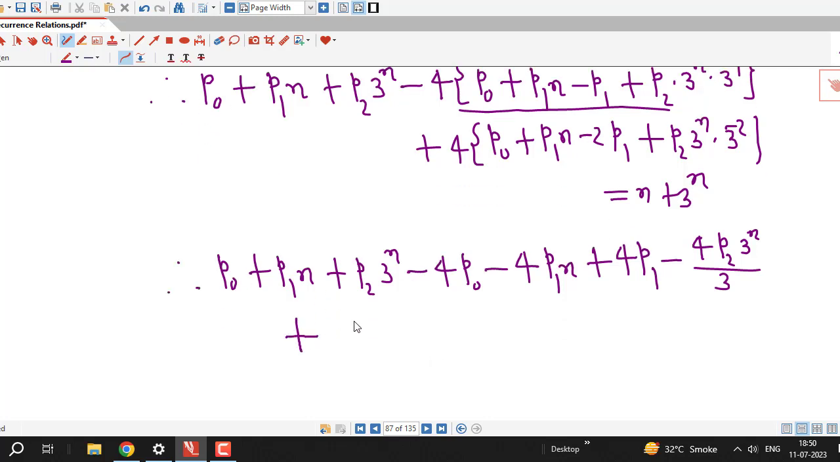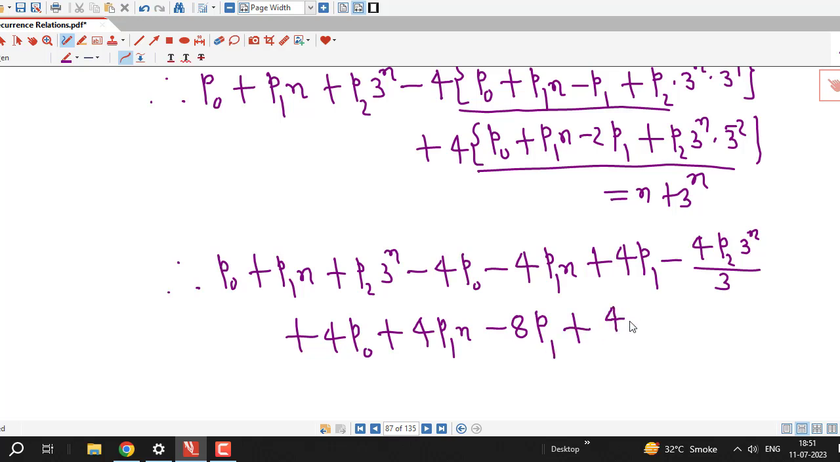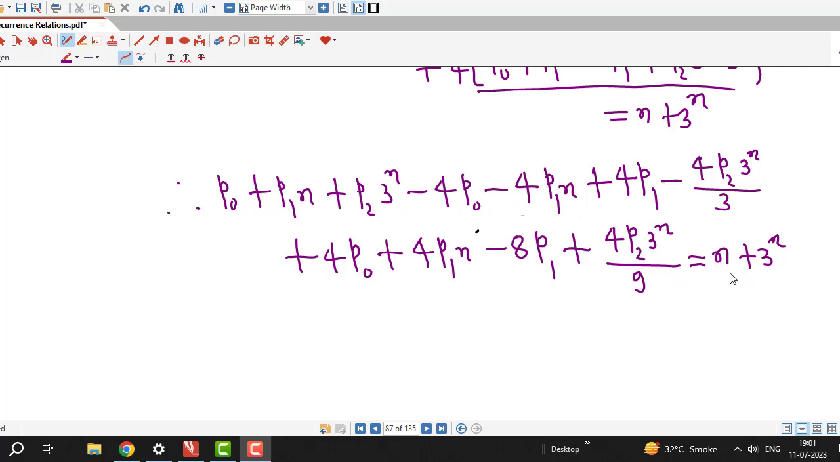Similarly, let me simplify this also. I multiply with 4 each term of the bracket: 4 times P0 plus 4 times P1n minus 8 times P1 plus 4 times P2 3 raised to n into 3 raised to minus 2, which is 1 over 3 square, which is 9, equal to n plus 3 raised to n. Okay, fine. Now we have to collect the coefficients of n and 3 raised to n on the left hand side, as well as we have to combine the constant terms.